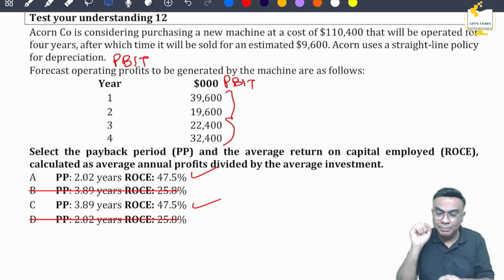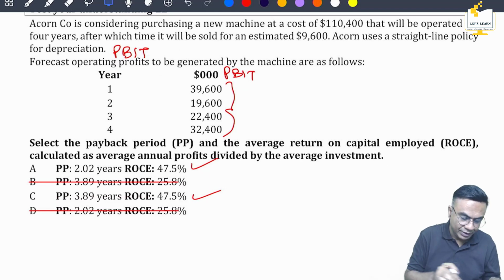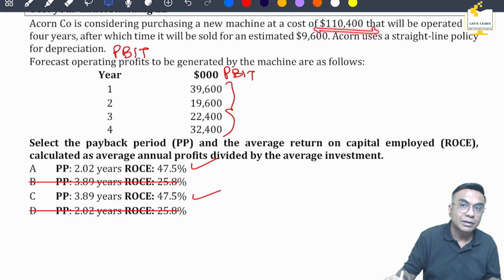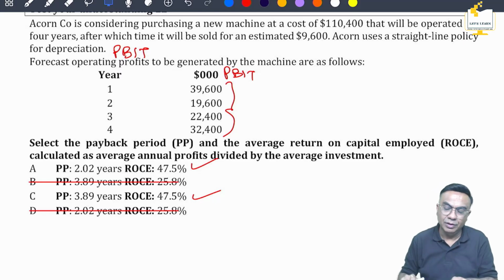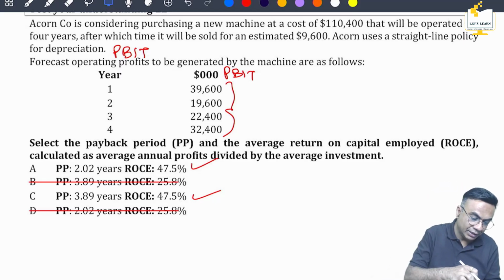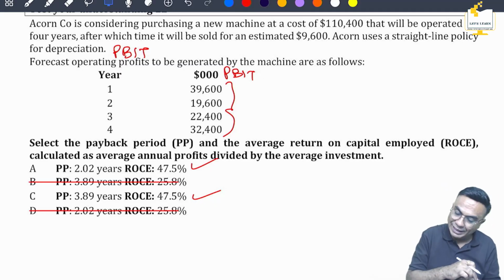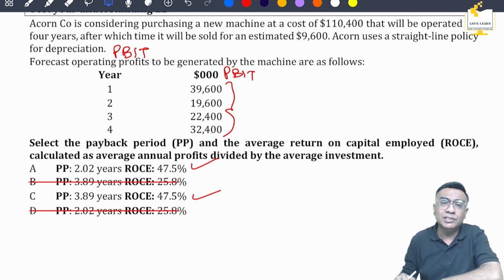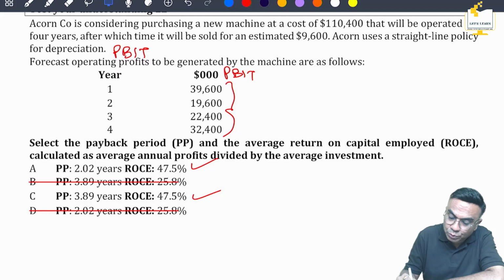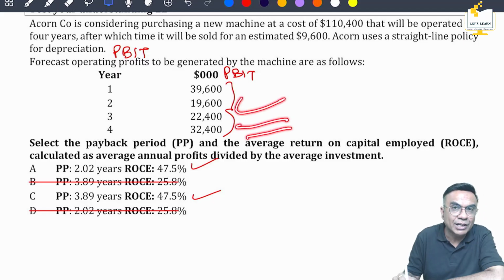So how much is the depreciation figure? It is 1,10,400 minus 9,600 divided by how many years? 4 years. So 25,200 is the depreciation figure. I'll just repeat again: 1,10,400 minus scrap 9,600, divide by 4 years. 25,200 is the depreciation figure. So you have to add that to get the cash inflows, right?